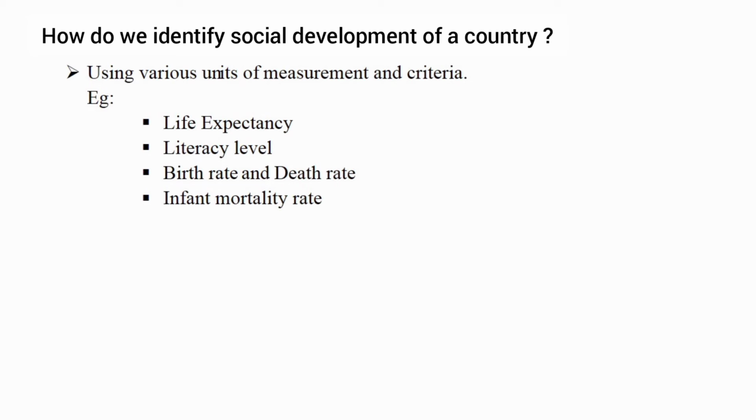Life expectancy. Life expectancy is a statistical measure of the average time an organism is expected to live based on the year of birth. Literacy. Ability to read, write and understand it. Birth rate. Birth rate is frequency of live births in a given population. Death rate is number of deaths in a particular population. Infant mortality rate. The number of infant deaths for every 1,000 live births.